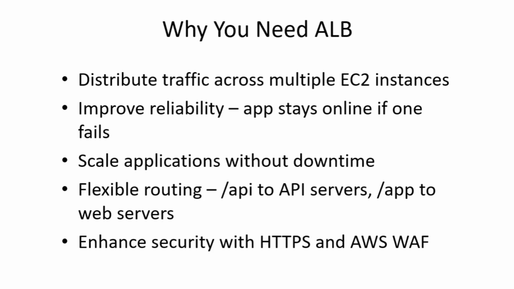Fourth, ALB supports flexible routing. For example, you can send /API requests to dedicated API servers and /app requests to web servers, giving you better organization and efficiency. And finally, ALB helps enhance security. With HTTPS termination and AWS WAF integration, it protects your application from threats while keeping data secure. In short, ALB isn't just a load balancer. It's the backbone of a reliable, scalable, and secure application architecture in AWS.